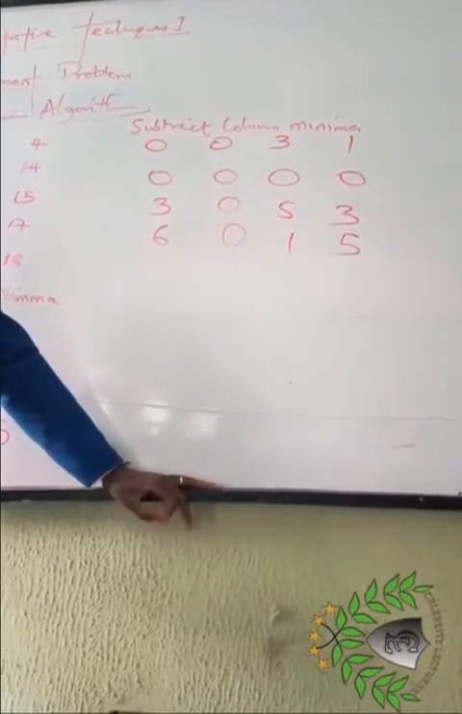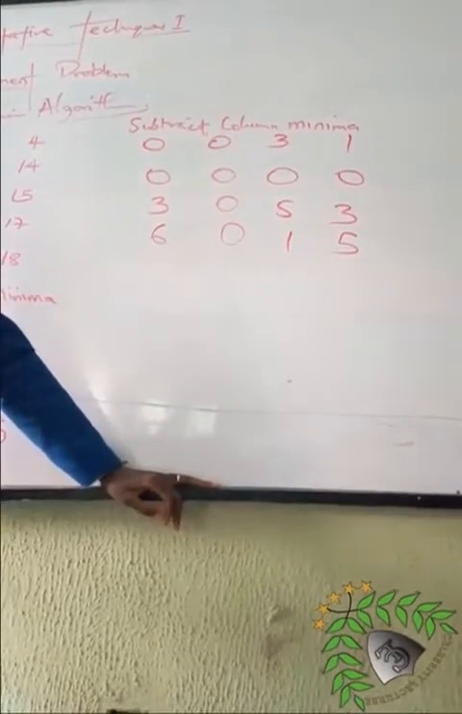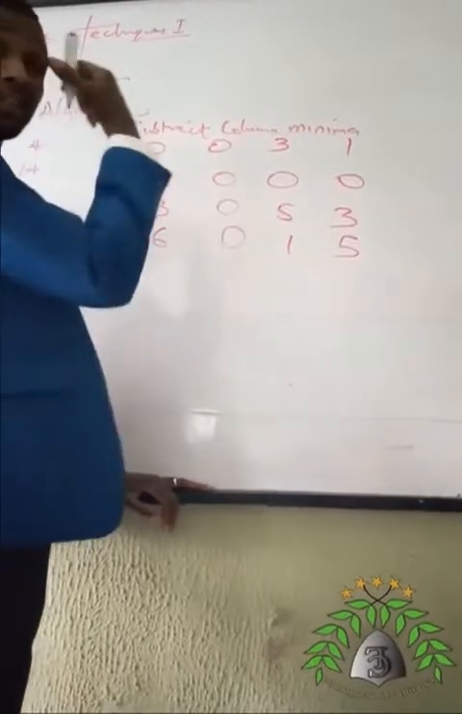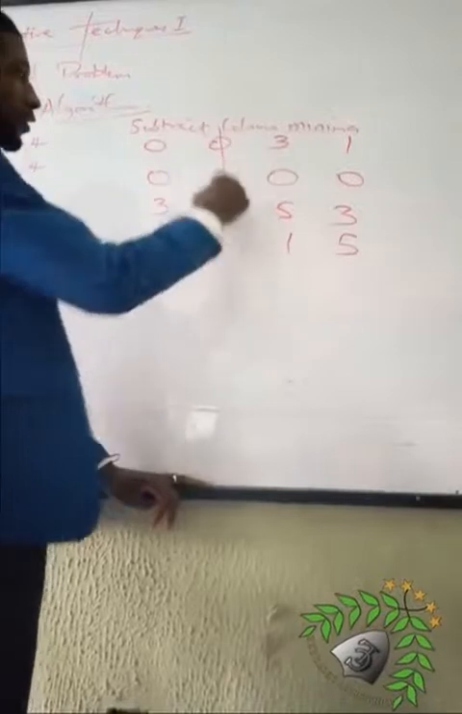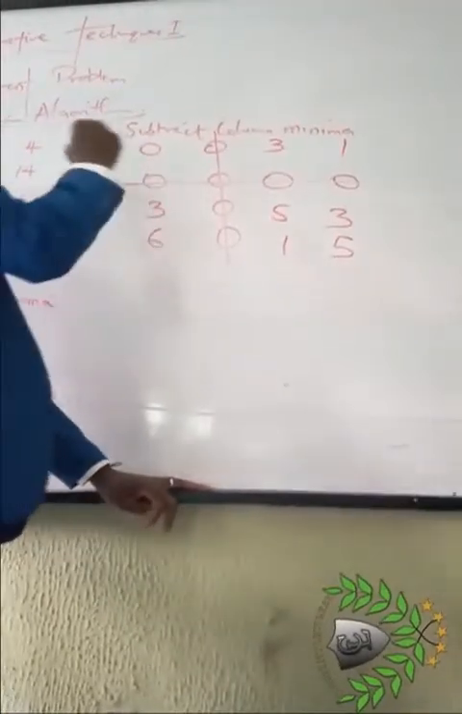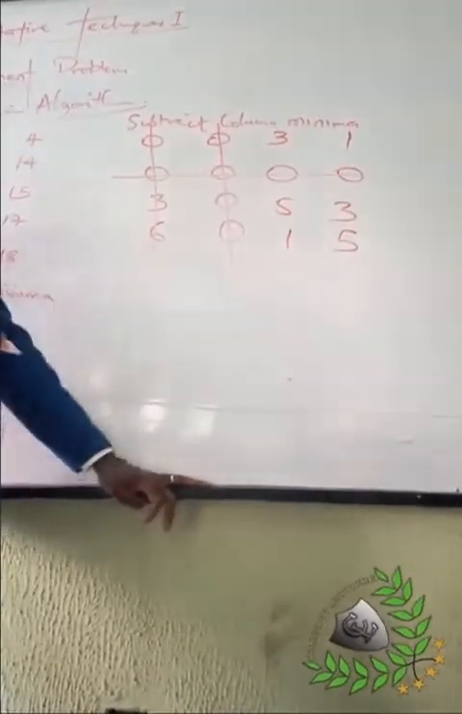How many lines did I use to cross out all the zeros? 3. So 3 lines. And it's not equal to the number of rows or columns that I have. The number of rows that I have is 4. So 3 is not equal to 4. That means this is not an optimal solution. I have to continue reducing.